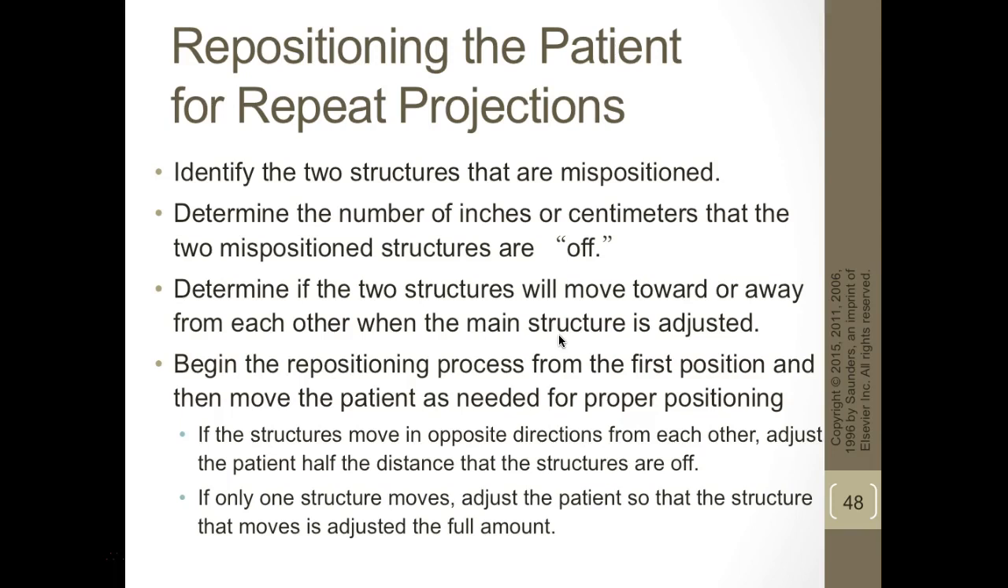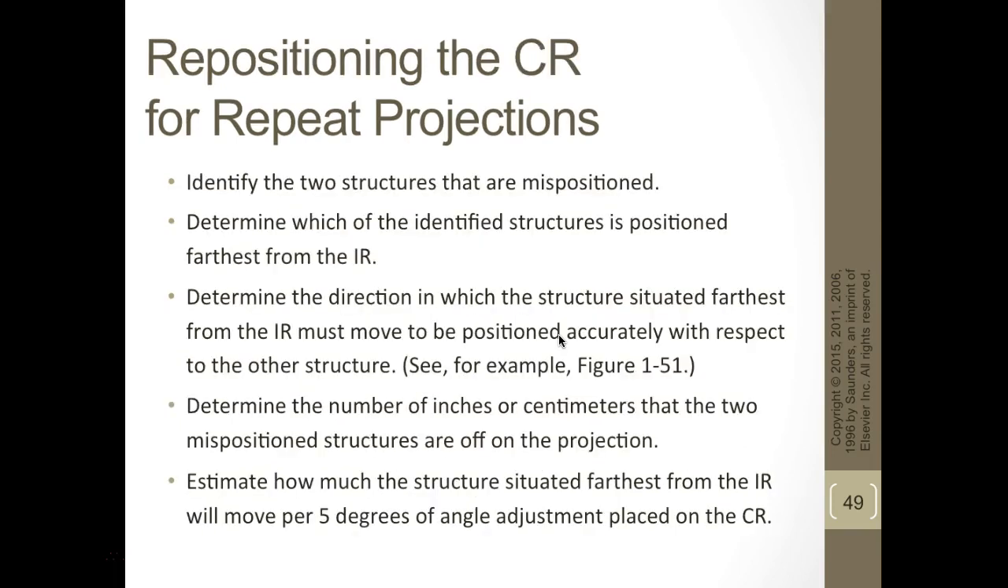If only one structure moves, adjust the patient so that the structure that moves is adjusted the full amount. So if both are moving, then it's going to move twice as fast, okay? If one's moving, you're going to move the full amount, and we're going to talk about that coming up. So, let's see. You're going to determine the direction in which the structure situated furthest from the IR must be moved to align accurately with respect to the other structure.